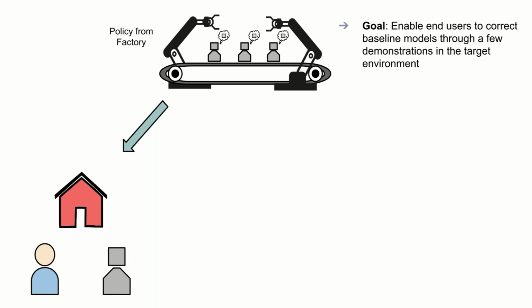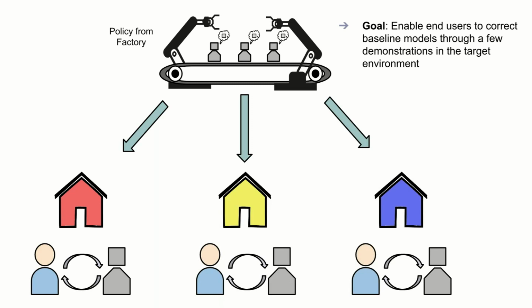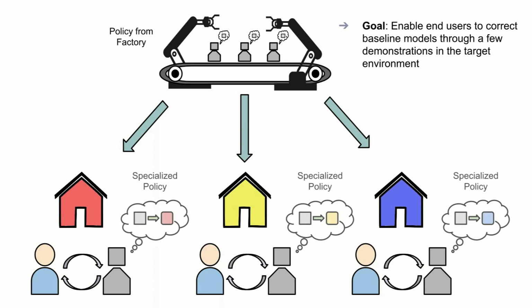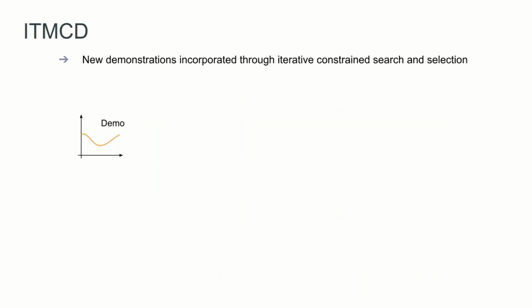Rather than learning a new model for those cases, which would require many demonstrations, it would be useful to enable end users to correct baseline models by providing a few demonstrations in the target environment. The key idea is to allow robots to reuse portions of the model that still apply and learn new components as necessary. To accomplish this, we propose an algorithm that modifies a baseline task model represented as a finite state automaton through iterative constraint search and selection.